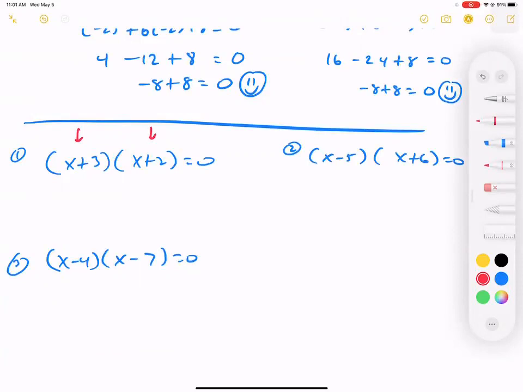Only a number times 0 equals 0. That's the only way through multiplication you can get to 0. You can't multiply 2 regular numbers by each other. You can't say 5 times 5 is 0, 10 times 10 is 0, 7 times 7. You always have to have a 0. So we need to make these zeros.